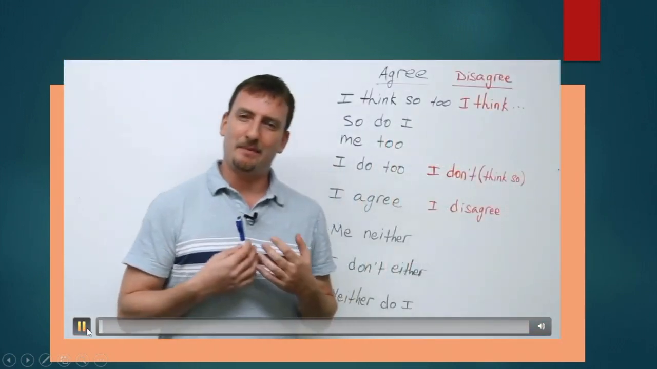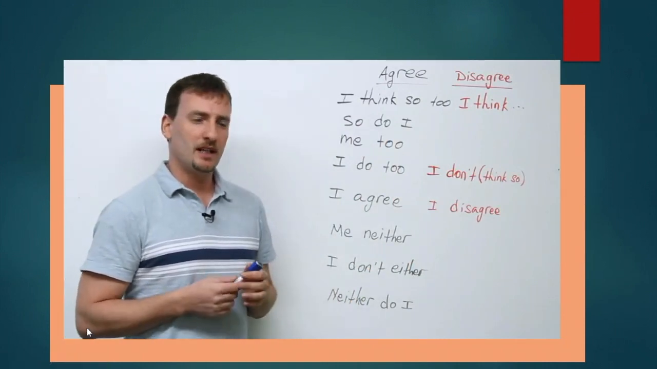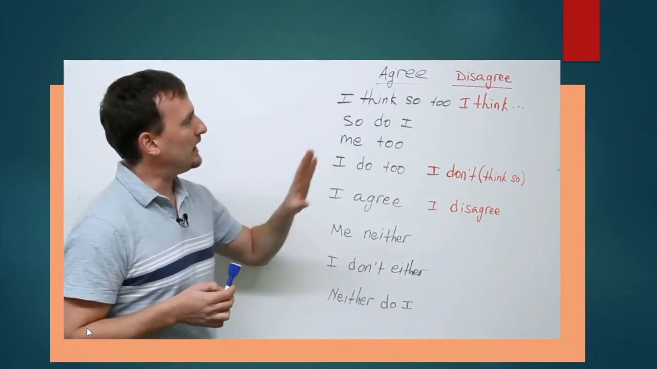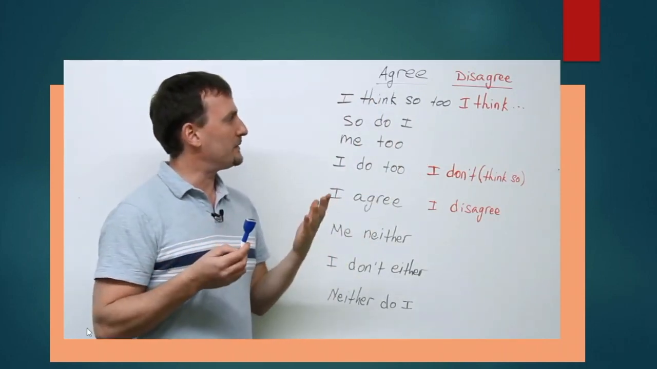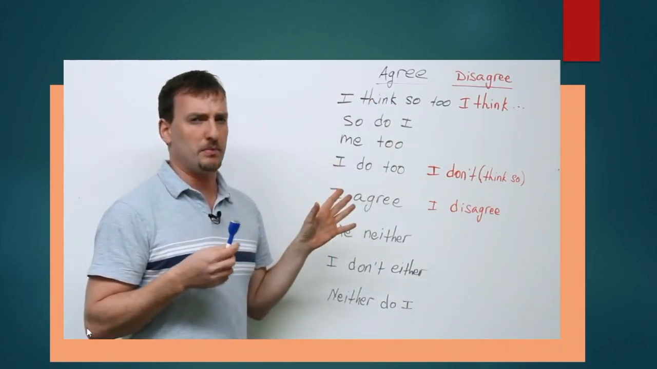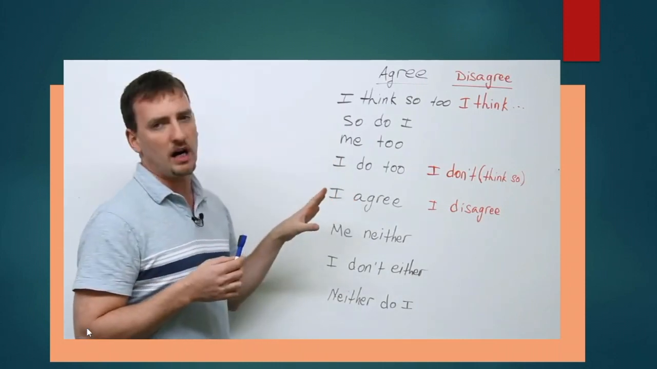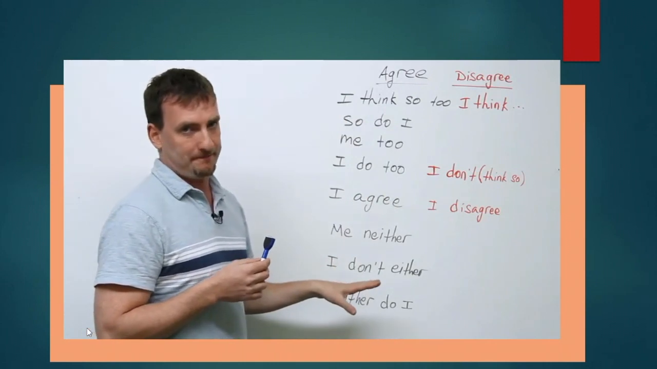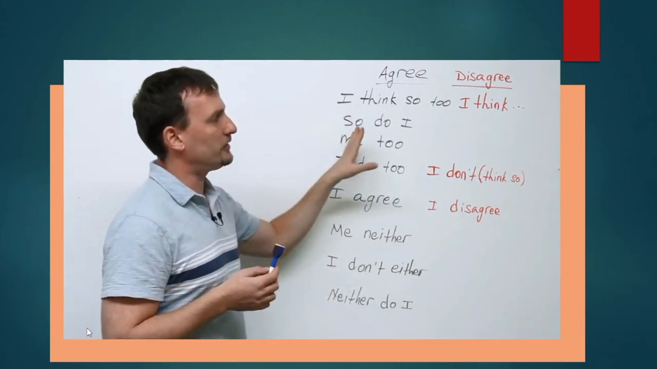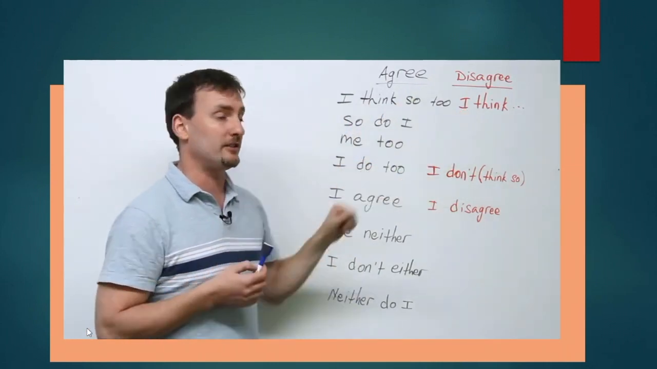Hi again, I'm Adam from ingvid.com. Today's lesson is going to be about agreeing and disagreeing. I know that sometimes these get a little bit confusing, but I think I understand why they get a little bit confusing. There are many ways to agree, okay? So we're going to look at these first, and then we will look at the ways to disagree.